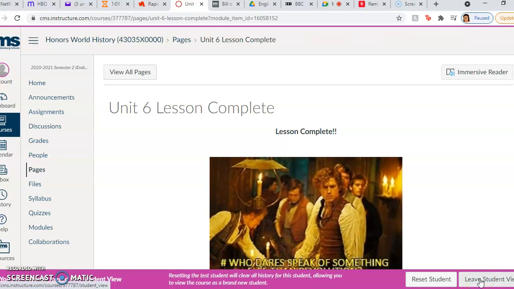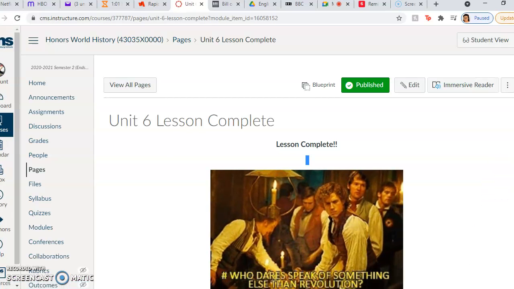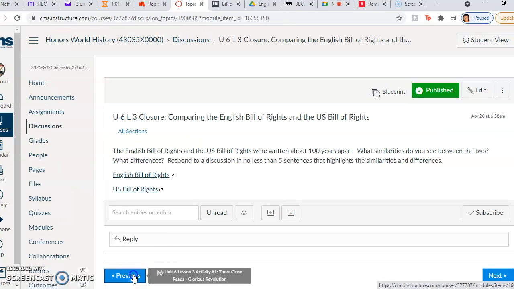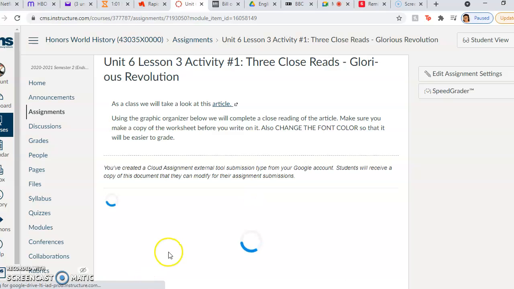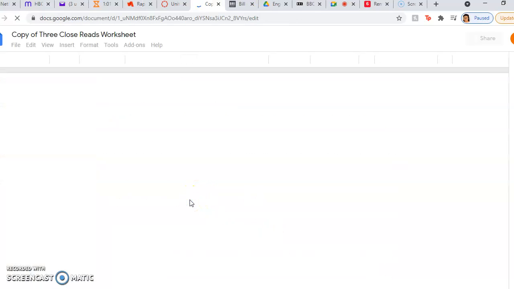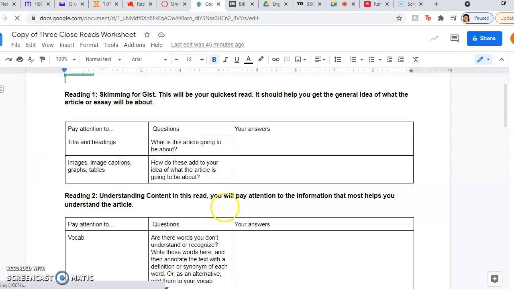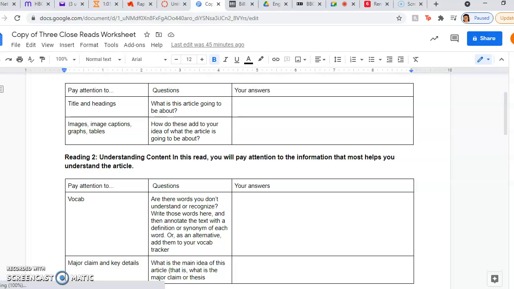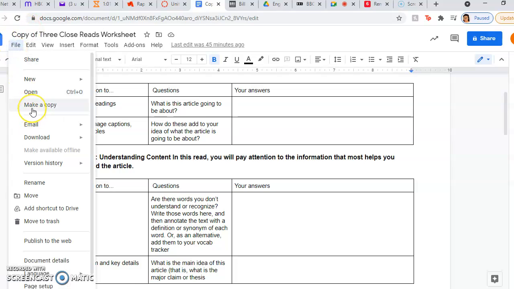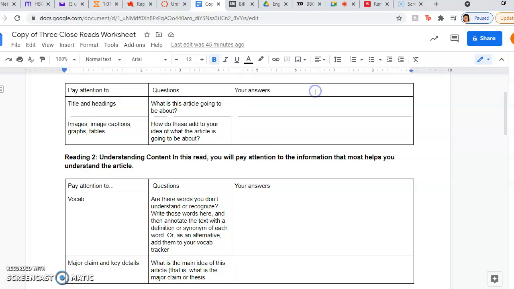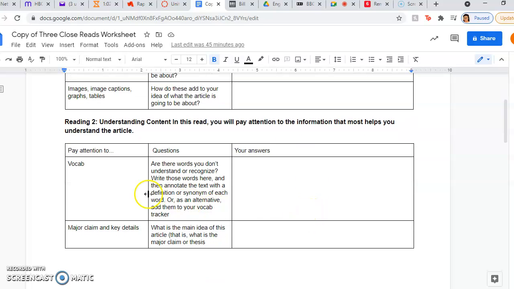And I'm going to leave student view just so I can go back and show you the graphic organizer since I was unable to get it to pull up. So it says copy of 3 close reads worksheet. And this is what they're talking about. Pay attention to the headings and titles, images, cartoons. Make a copy of this first, same way you do. Go to File, hit Make a Copy, and then it's going to pop up copy of. Do that for yourself.